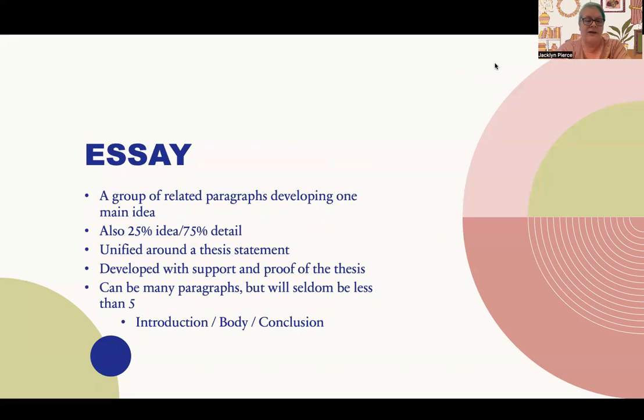An essay, on the other hand, is a group of related paragraphs, again, developing one main idea. That also helps fit the 25% idea, 75% detail equation. Your essays will be unified around a specific thesis statement, which we'll talk about here in a second. And then what you do to support that is use support, proof, details.